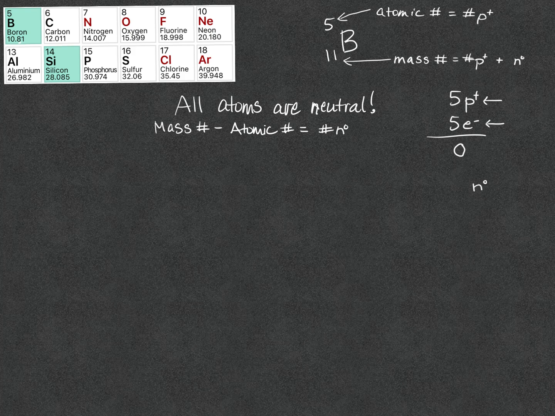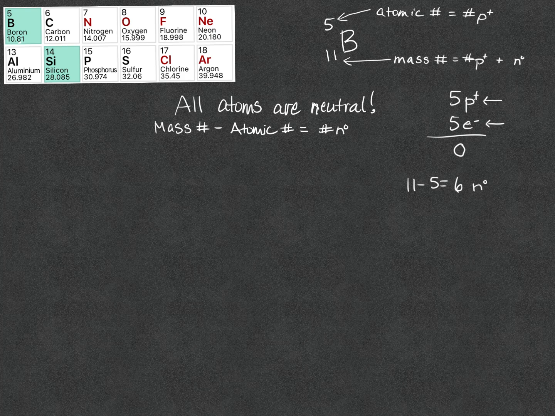Okay, so in this case, the mass number is 11 and the atomic number is 5. So 11 minus 5 gives us 6. So here we have identified the number of protons, the number of electrons, and the number of neutrons for an atom of boron.